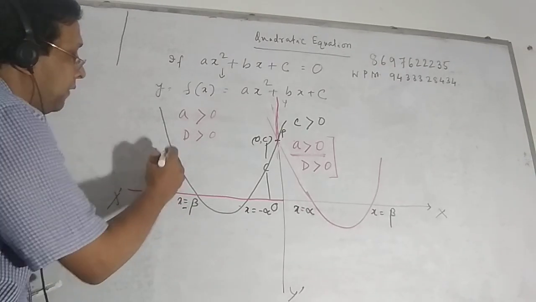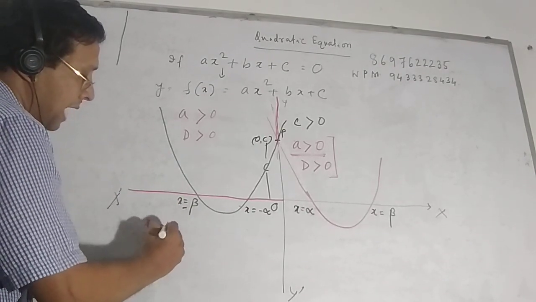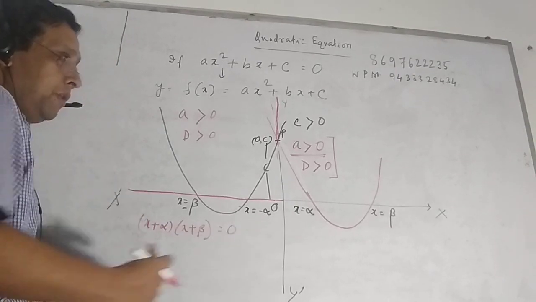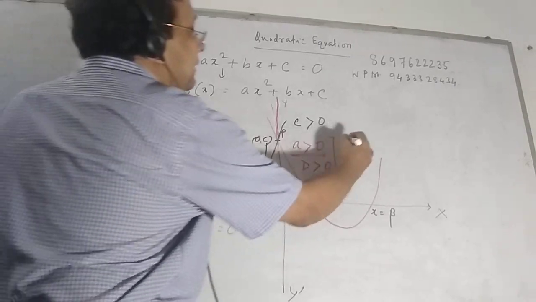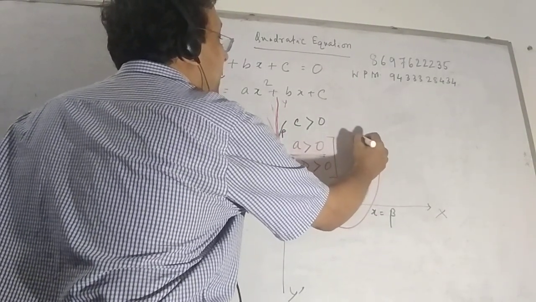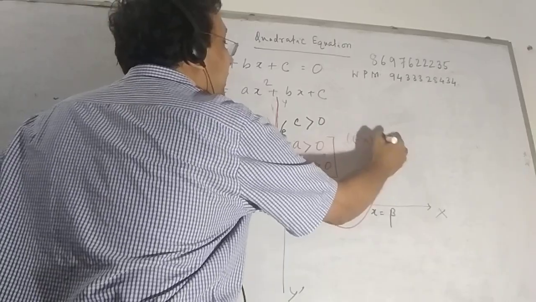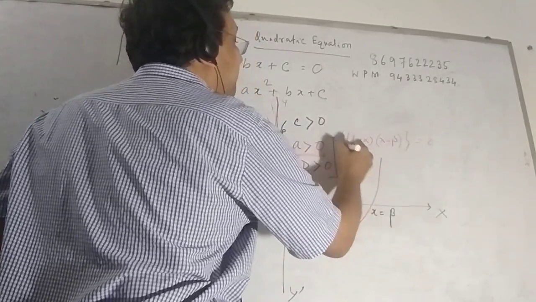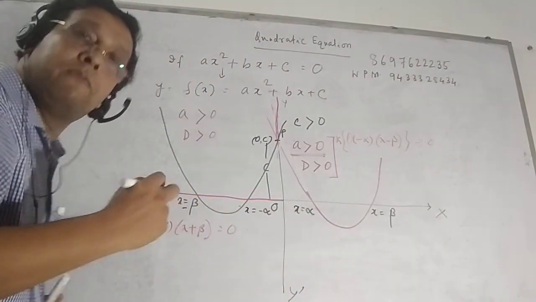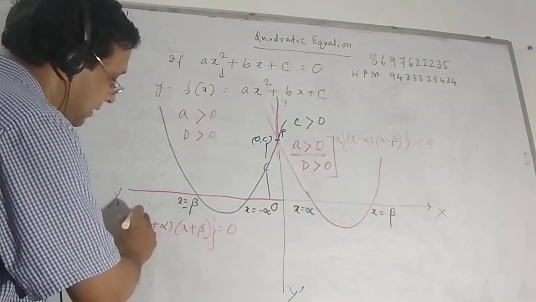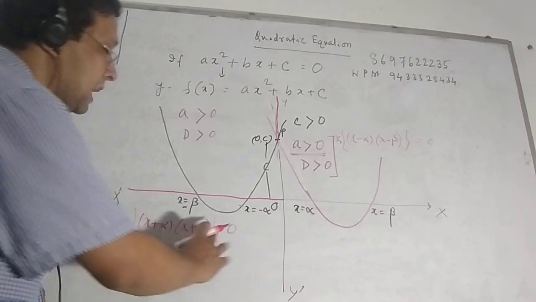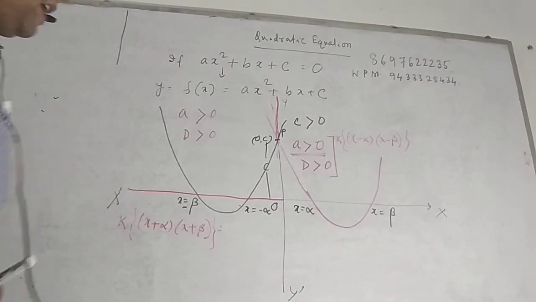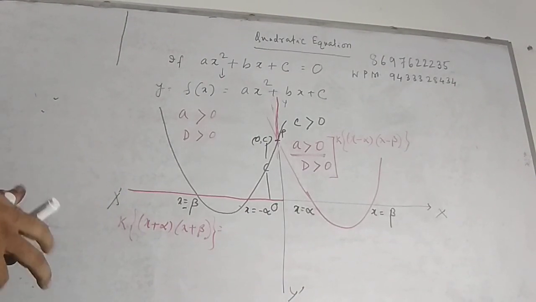So the equation for this you can write as (x plus alpha)(x plus beta) equal to 0. For the earlier type of diagram, we can say (x minus alpha)(x minus beta) equal to 0. You can write this with k as a constant, though I don't know the value of k. Here also I can write this with k. This type of parabolic function we can think about with these expressions.